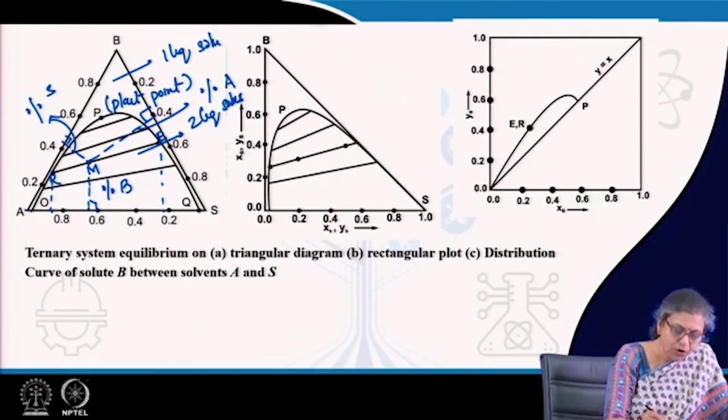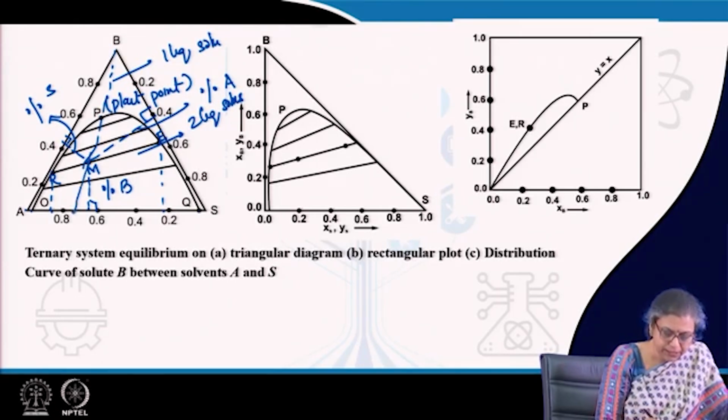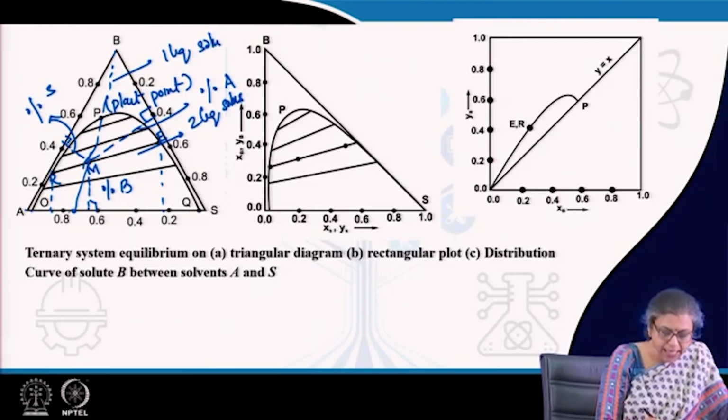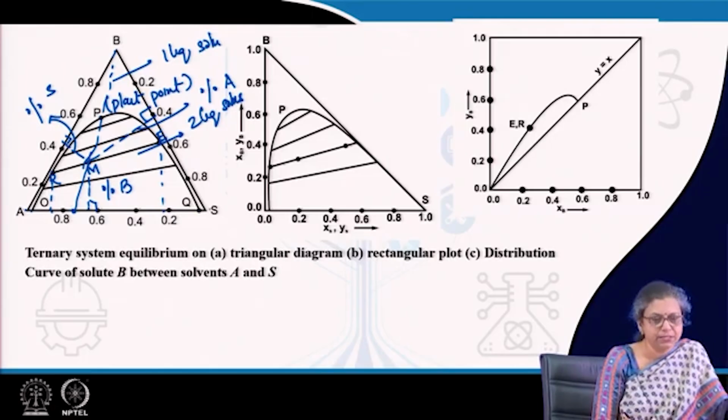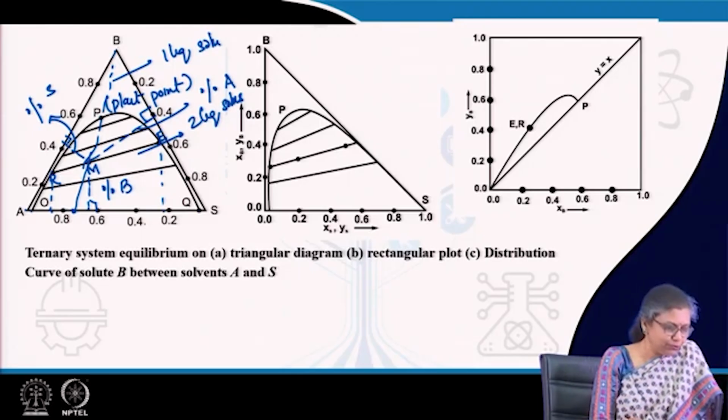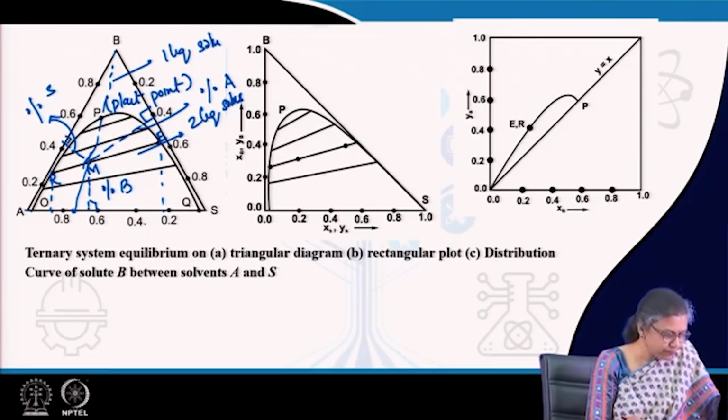Also from B, if you drop a line here, then this corresponds to the proportion of A and S in the solution. As we move along this line, the proportion of A and S remains constant. It's only B which is added, and that changes the overall composition of the mixture.